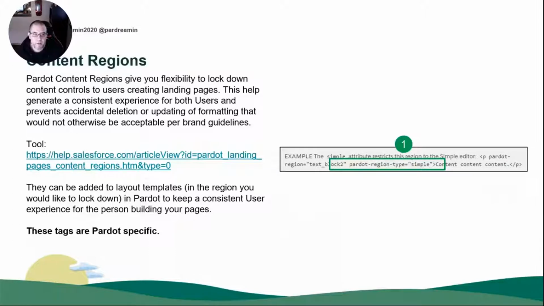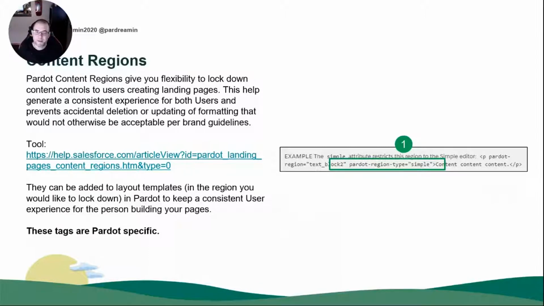So the important part to remember when we're working with content regions is two things. Number 1, every Pardot region in a landing page must have a unique name. This is how Pardot is going to know which section of the landing page you're trying to edit. The second part is the proper use of content region types can save you a lot of headaches down the road when perhaps one of your colleagues comes in and decides to experiment with a well-designed landing page.